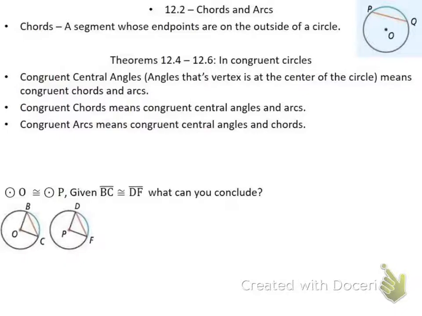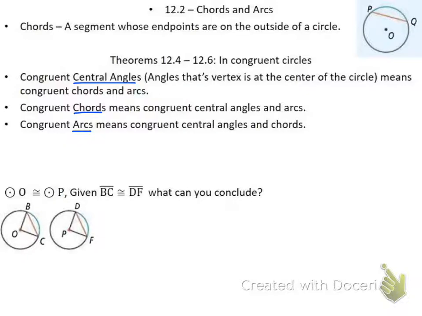We have three theorems that are all summed up with congruent central angles, chords, and arcs. They all go together. So if I have congruent central angles, that means I also have chords and arcs that are equal to each other.